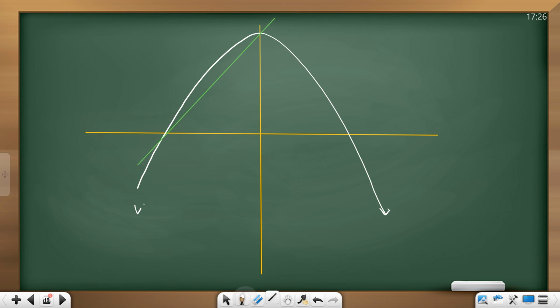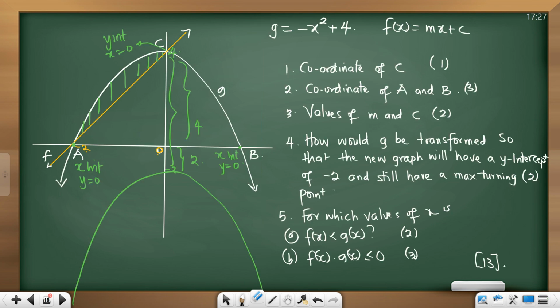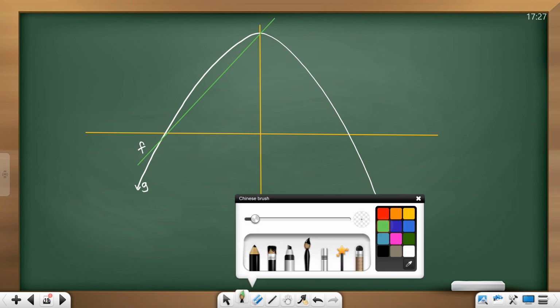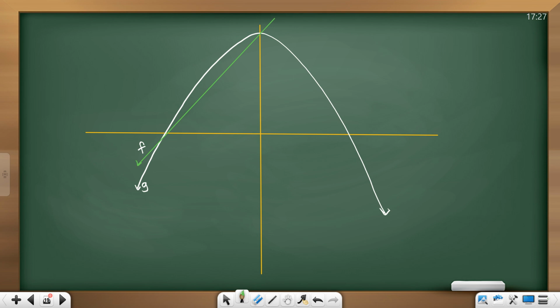All right, something like that. While the straight one is f, and this is g. Okay, please look at how I'm going to answer it. We are looking for where they are of opposite sign. But f of x and g of x simply refers to y values.